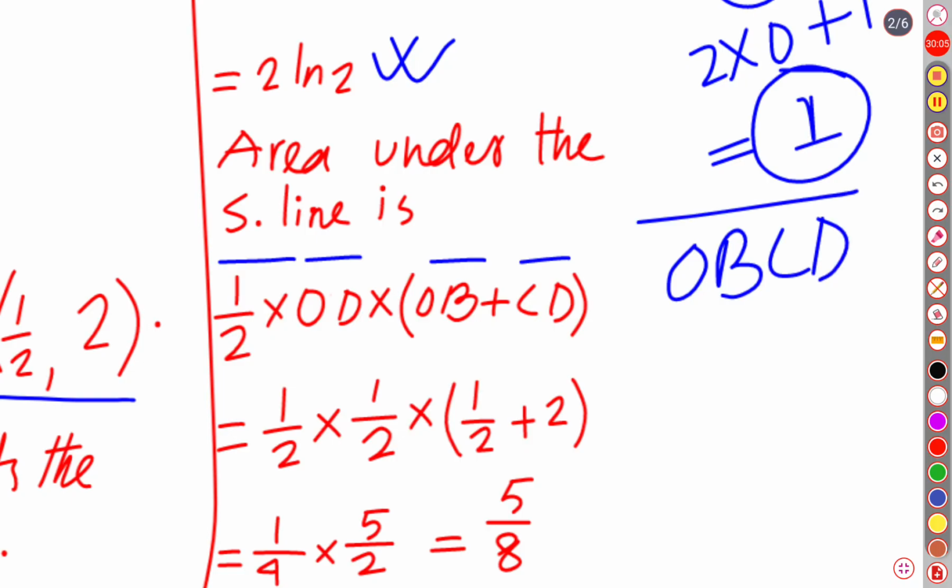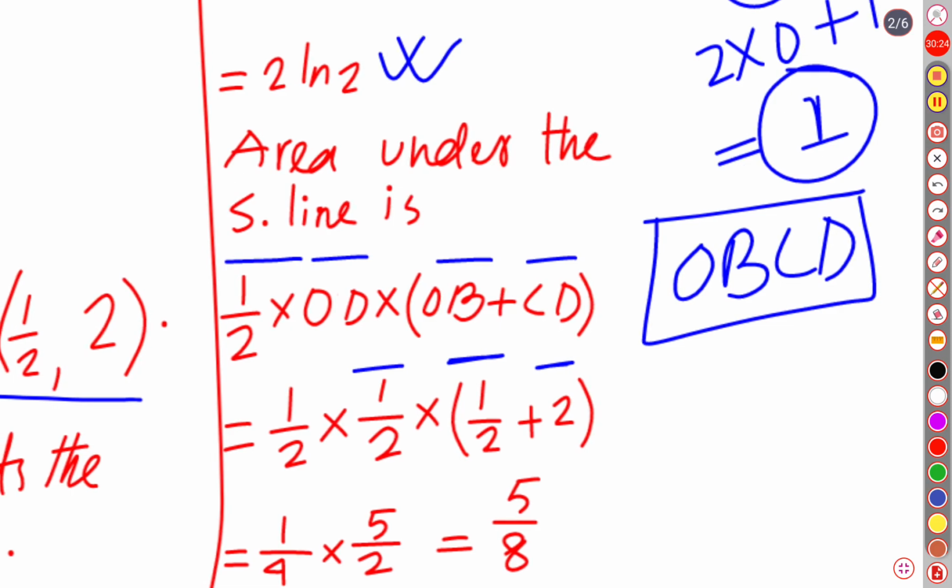This is our trapezium. So the area of this trapezium is half of OD into OB plus CD, and OD is half. I have already explained. OD is half and OB is also half. OD and OB are of the same length, and CD was 2. Then if we simplify this, half into half, 1 over 4, and half plus 2, this is actually 5 over 2. Ultimately we have got that 5 over 8 is our area under the straight line.